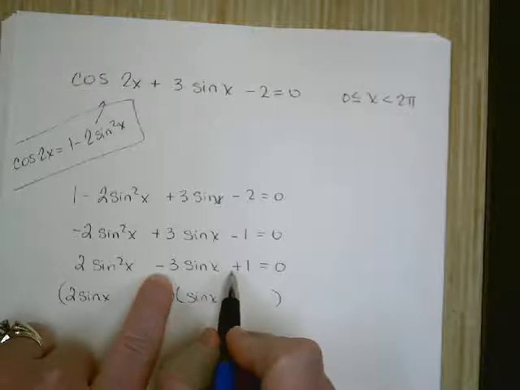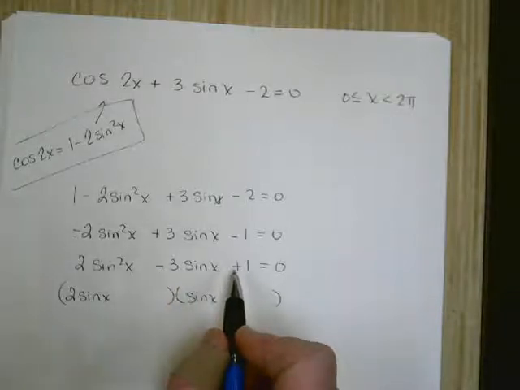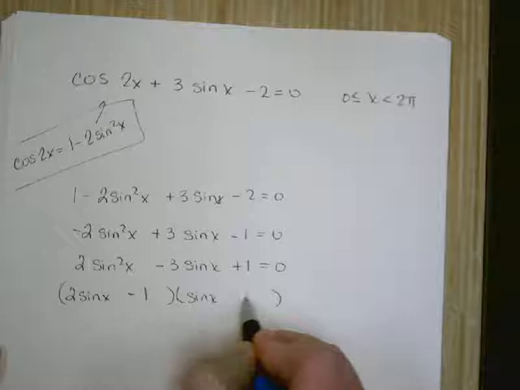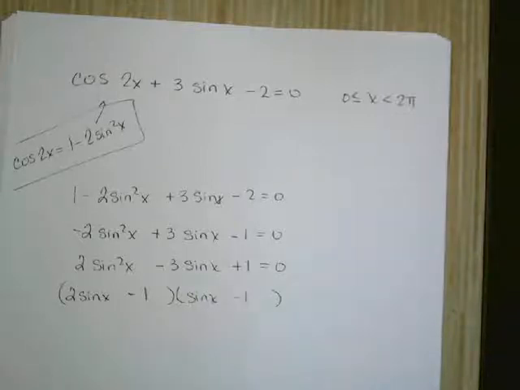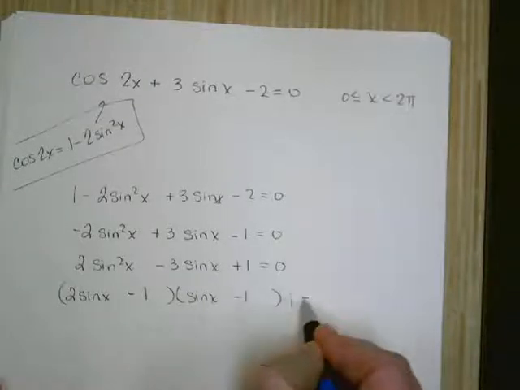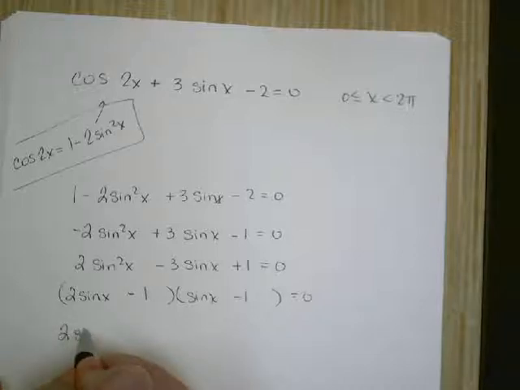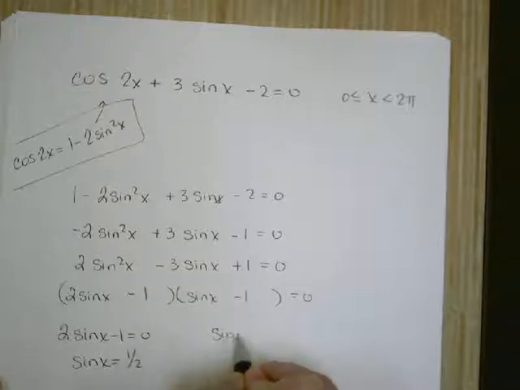The factoring rules apply from what you learned in Algebra 1. It's still going to be minus 1 and minus 1. Set these factors equal to 0. 2 times the sine of x minus 1 is 0, so sine of x is 1/2. Sine of x minus 1 is 0, so sine of x is 1.